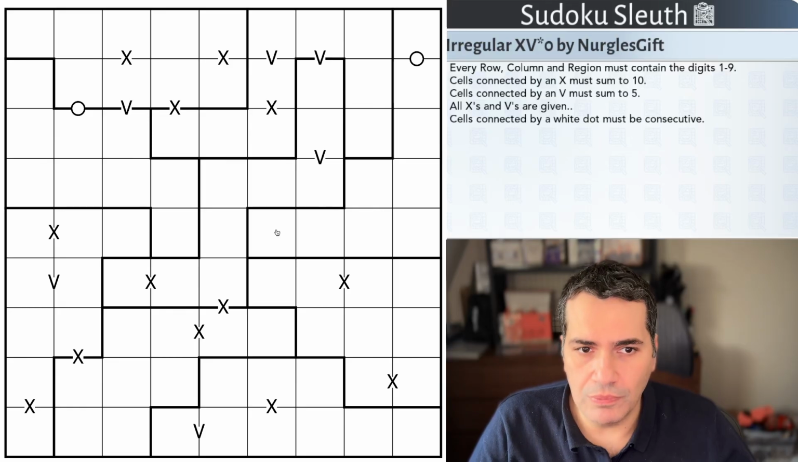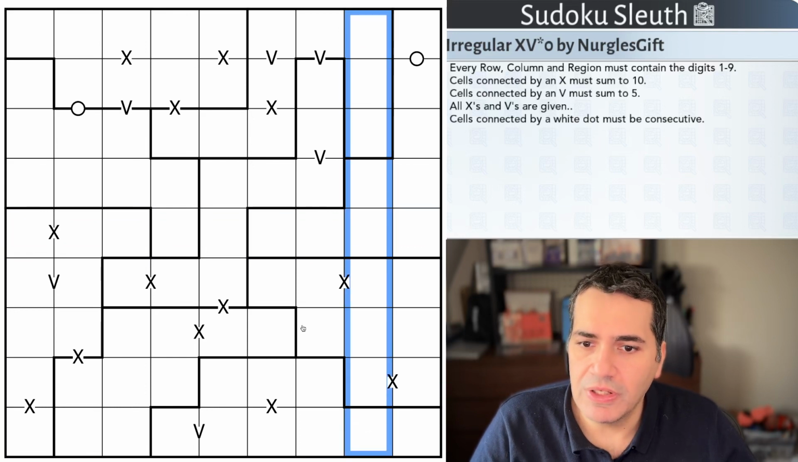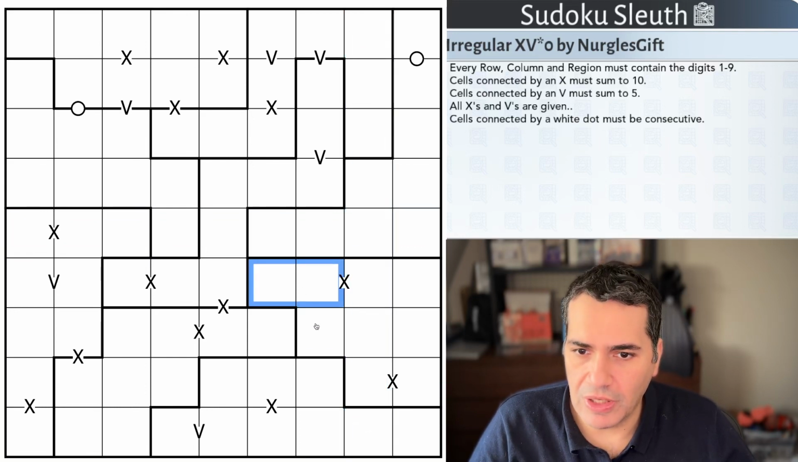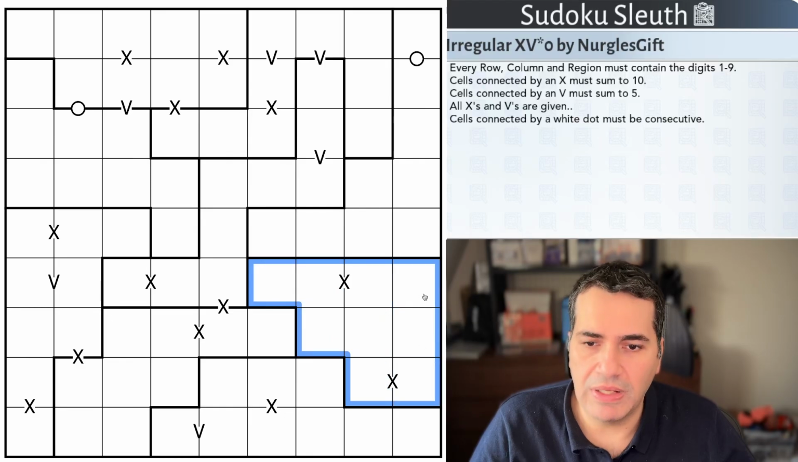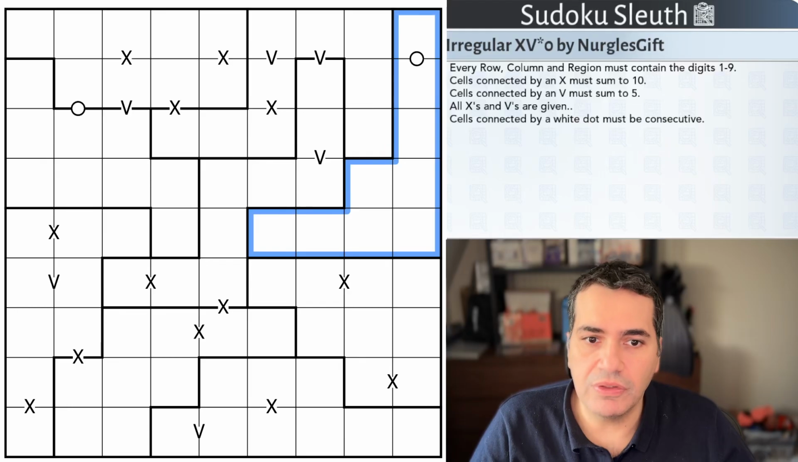Every row, column, and region must contain the digits 1 to 9. So every row, fairly obvious. Every column, another one that's obvious. And then every region, which you can see is outlined by these thicker black lines. So that would be one region, that's the digits 1 to 9 once each. That's another region, that's the digits 1 to 9 once each.